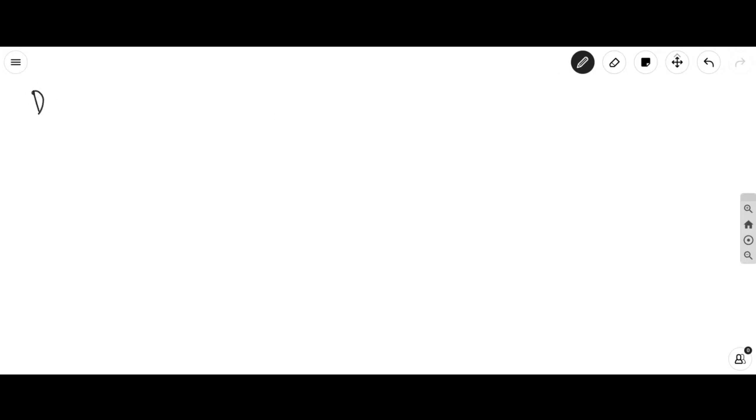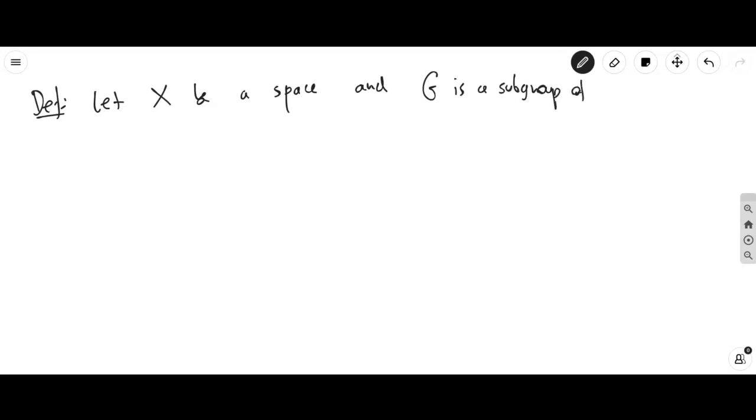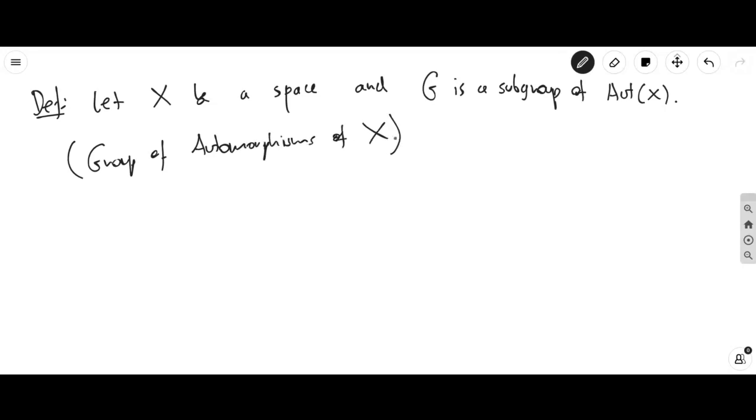So let's make another definition. Let X be a space and G a subgroup of Aut X. So you can say this is a group of automorphisms of X. We're not necessarily saying that G is all automorphisms, but it's some subgroup of automorphisms.